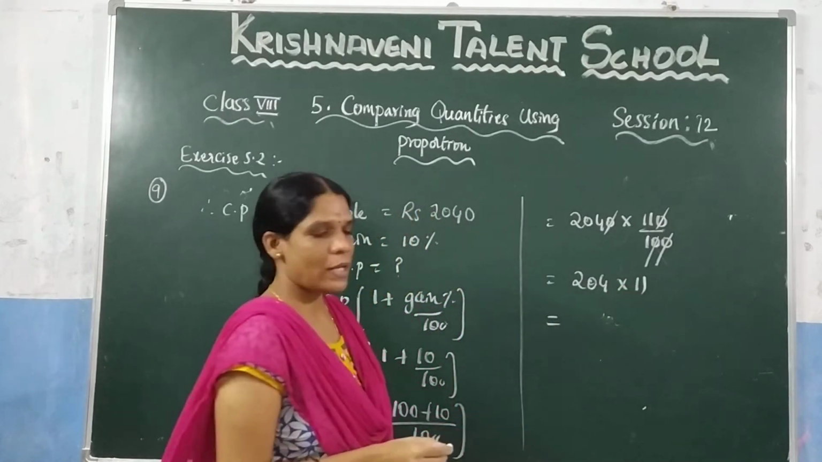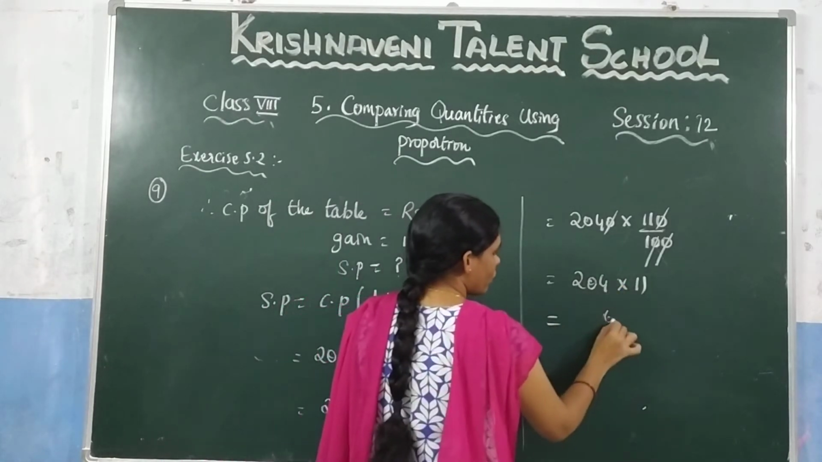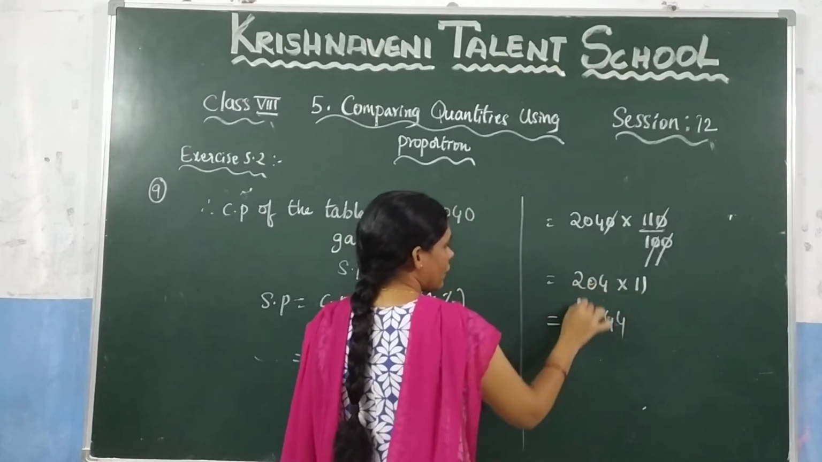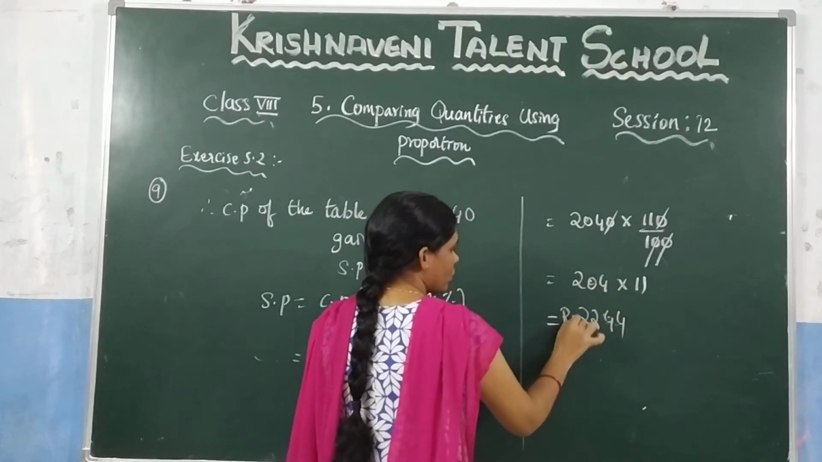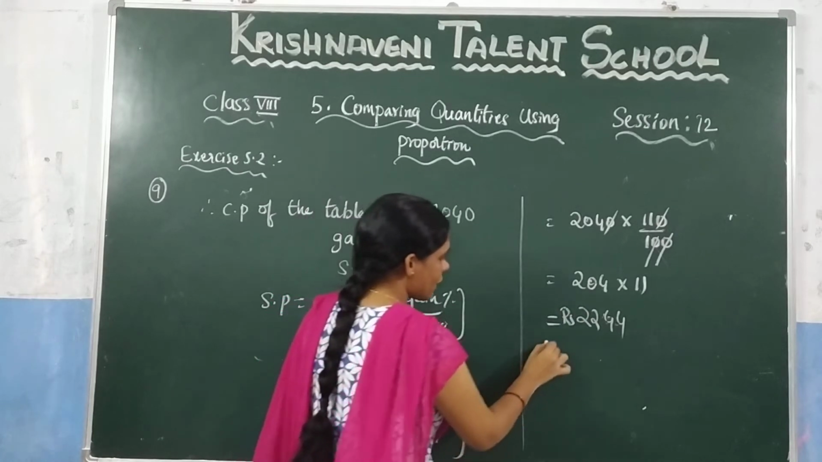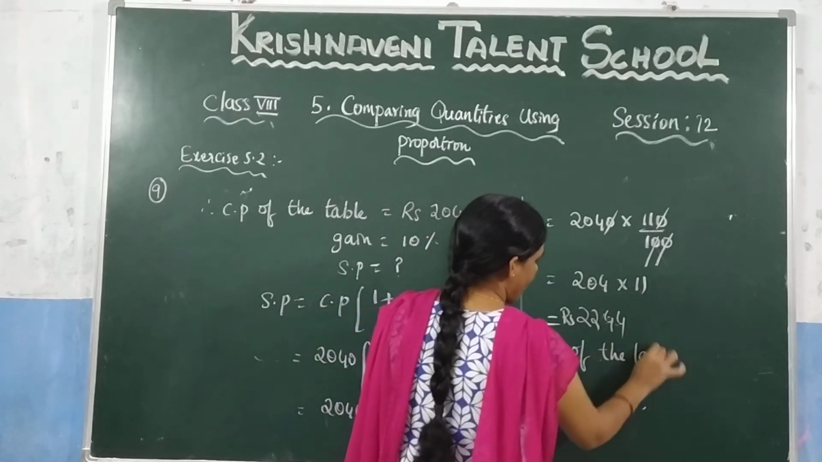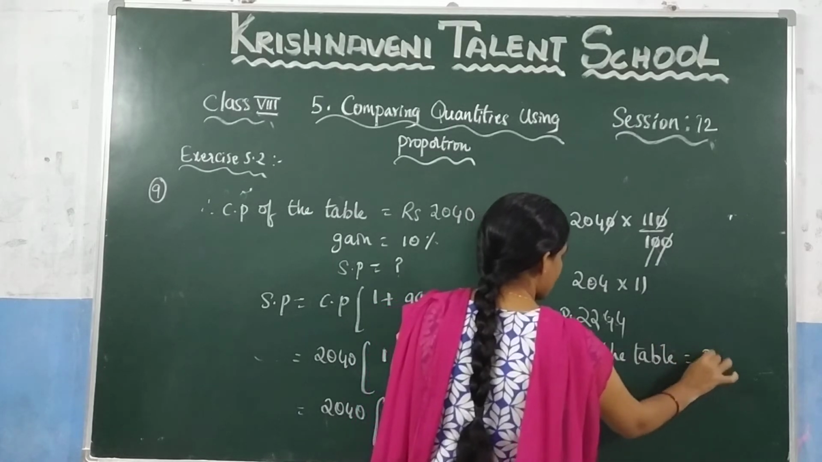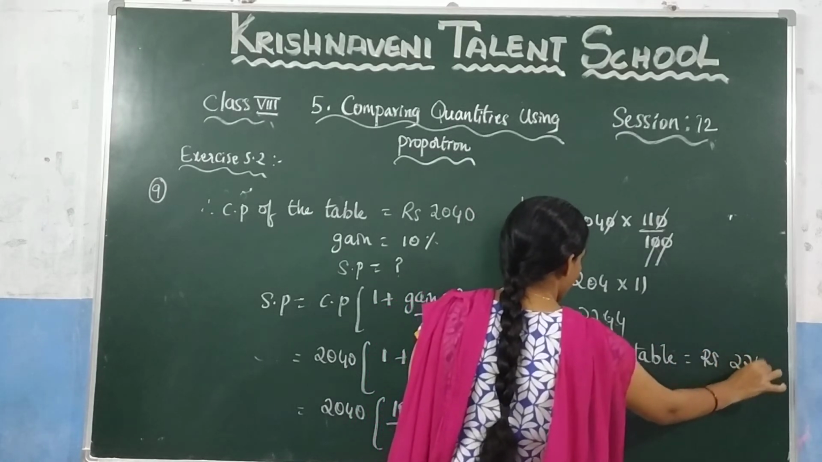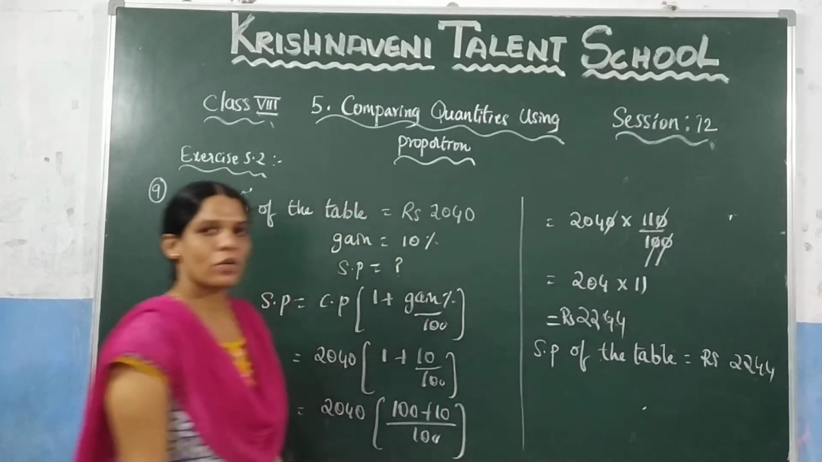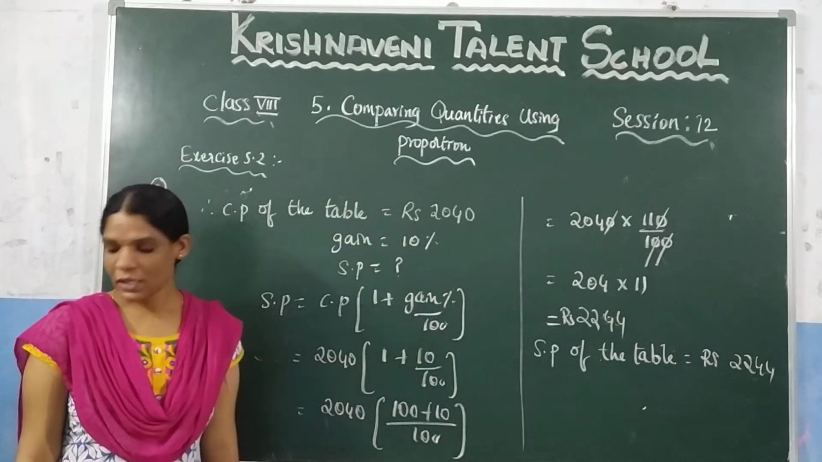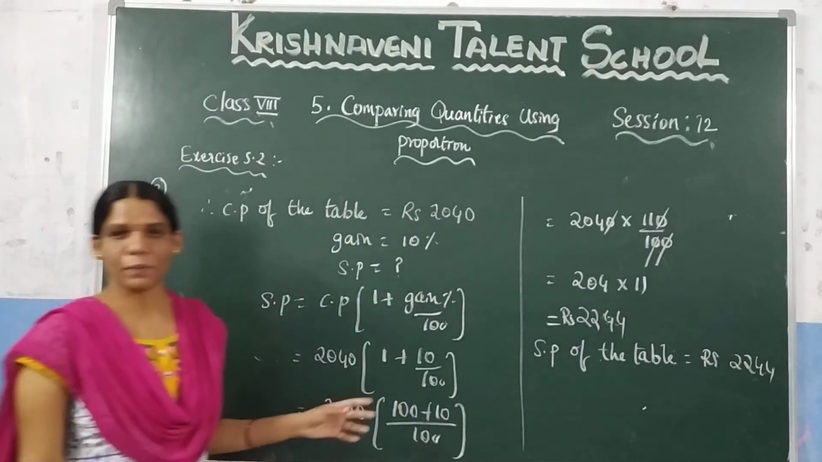Now just multiply. 11 4s are 44, so you will get 44 here. 11 2s are 22. So the selling price of the table is nothing but 2244.